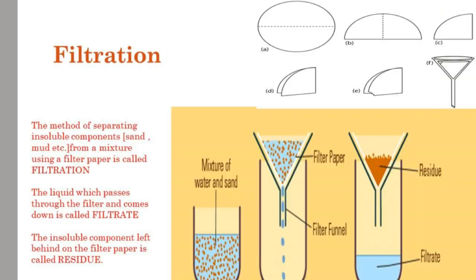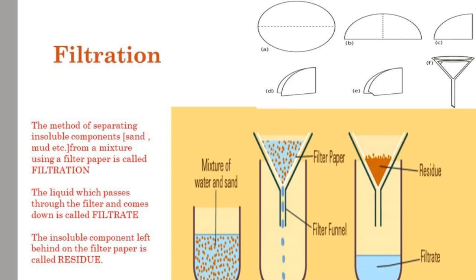Filtration. The method of separating insoluble components from a mixture using a filter paper is called filtration. So, how to fold the filter paper and use it? The folding of filter paper is shown in the picture. The first fold A, the second fold B, the third fold shown in C, and make it as a cone and place it in a funnel.